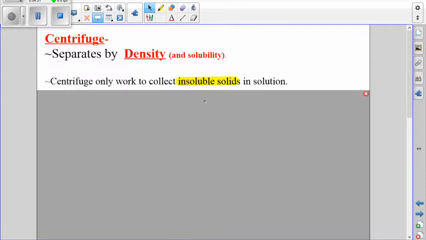So a centrifuge only works to collect insoluble solids in solution. Something still has to be insoluble, but maybe you have a couple of insoluble solids in there and you want to separate them based on their density. A centrifuge is good for that.